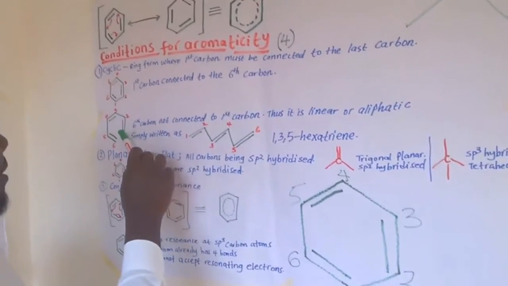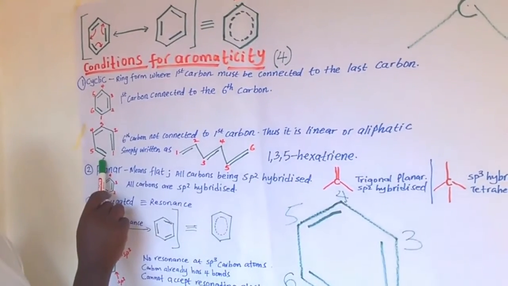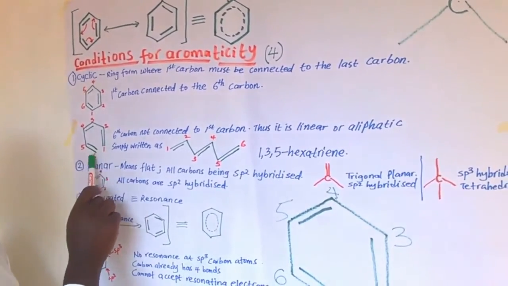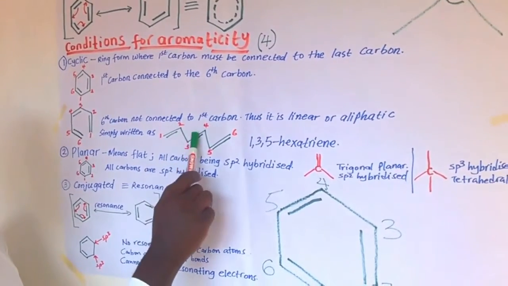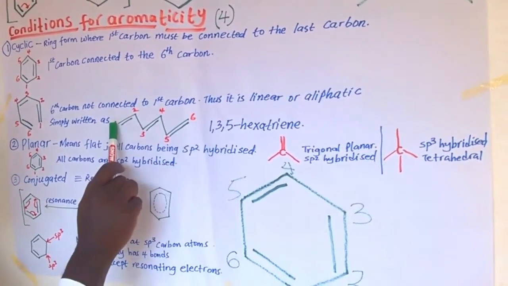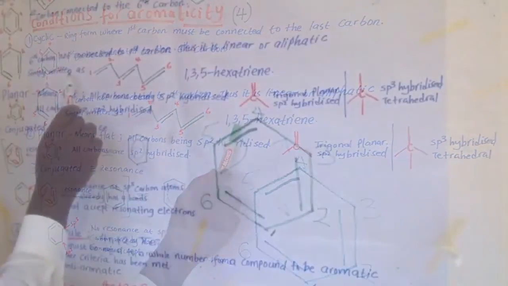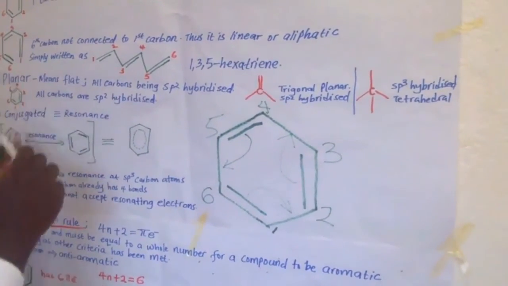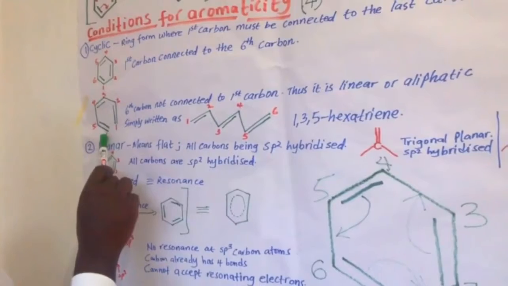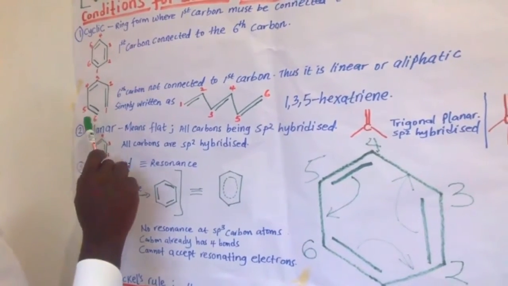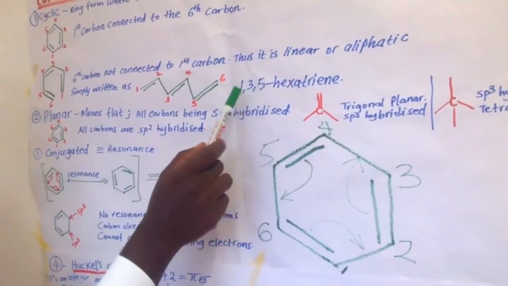Now, going back here, looking at this compound, our first carbon is not directly attached to carbon number 6. Therefore, this compound is not cyclic. It is just a linear compound, an aliphatic compound. We can write it in this format, or we can write it like this, because our first carbon is not connected to the last carbon. When you write it in this format, it is going to be called 1,3,5-hexatriene.